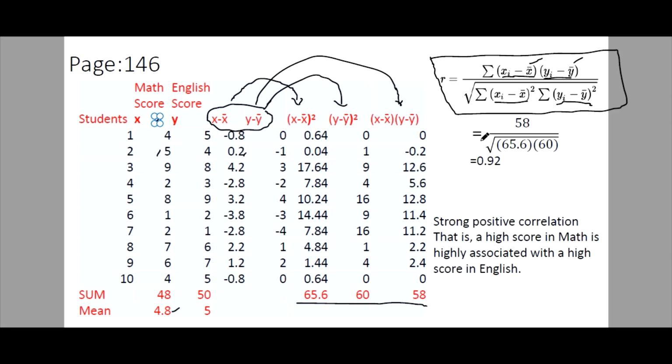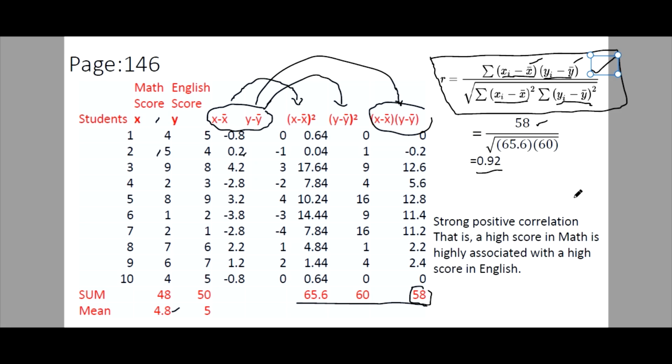After which, we will now be substituting the values. What is this value? This is the sum of the product of the differences, meaning this one, and the sum of the products is at the bottom, which is 58. That is why we have 58 here. And then we have the square root of the sum of squares of the differences of x, which is 65.6, times that of y, which is 60. Using your calculator, you will get 0.92.